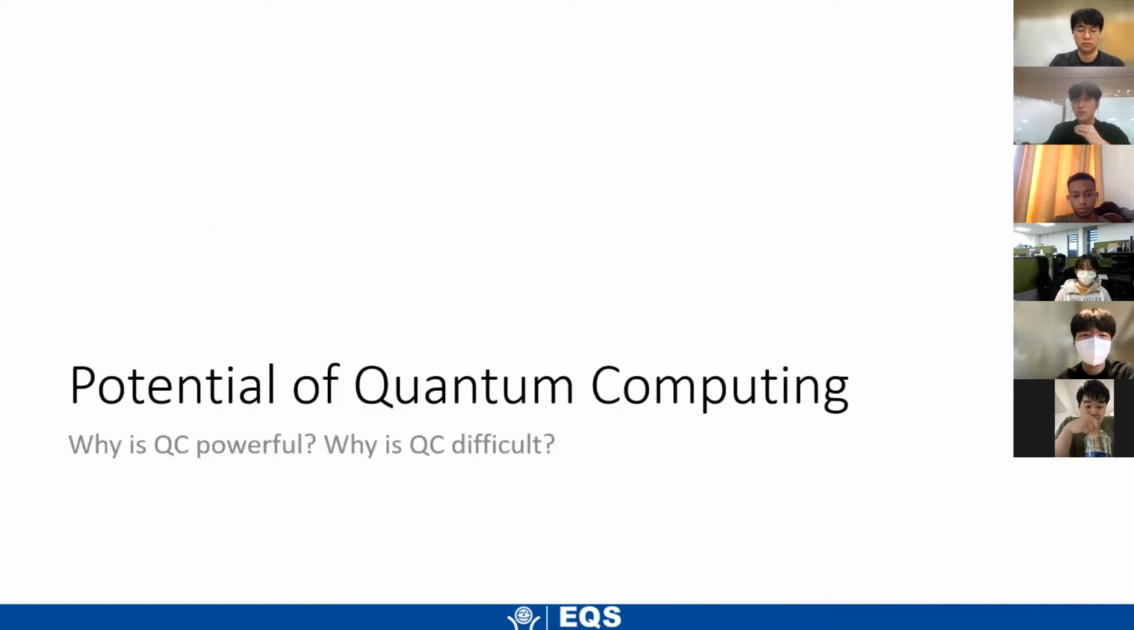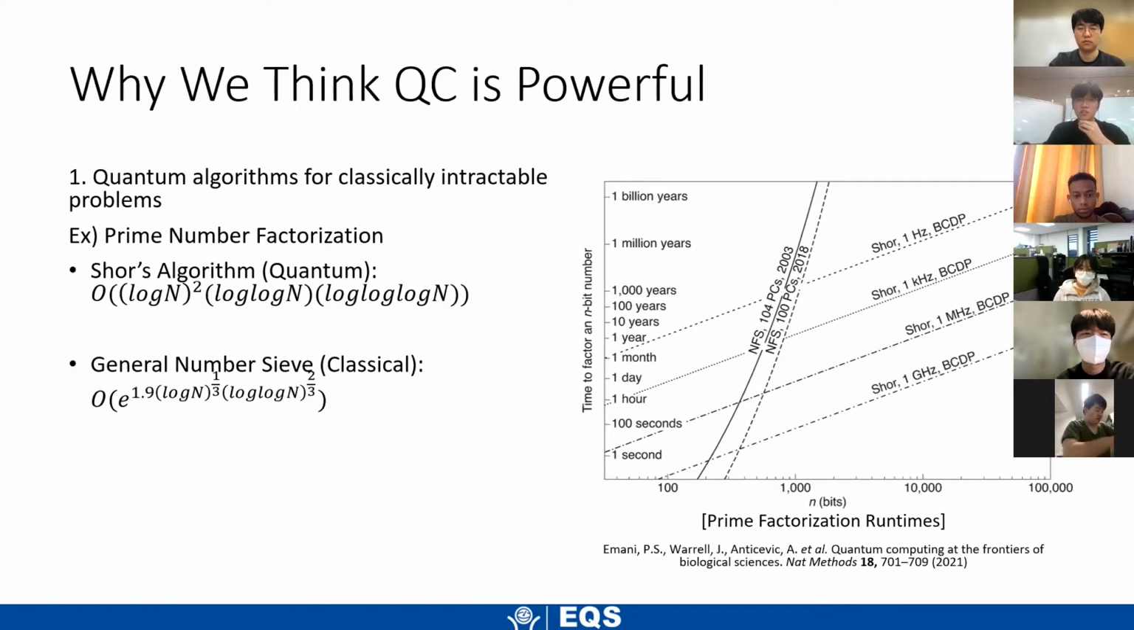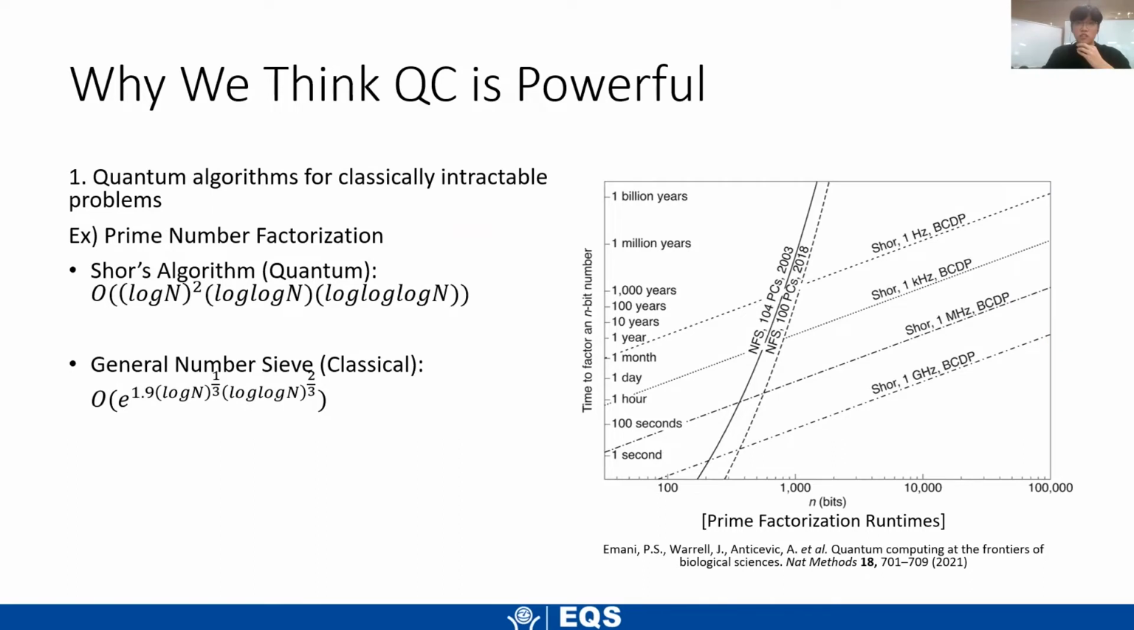So I want to first talk about why we're all here and why we're trying to study quantum computing. We want to study quantum computing because it's useful in some way. So why is quantum computing powerful? And why is it so difficult to make one? The author gives three reasons on why we think quantum computing is powerful.